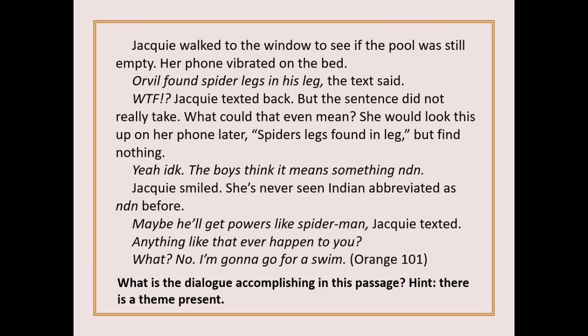Jackie walked to the window to see if the pool was still empty. Her phone vibrated on the bed. Orville found spider legs in his leg, the text said. WTF, Jackie texted back, but the sentence did not really take. What could that even mean? She would look this up on her phone later. Spider's legs found in leg. But find nothing. Yeah, IDK. The boys think it means something Indian. Jackie smiled. She'd never seen Indian abbreviated as NDN before. Maybe he'll get powers like Spider-Man, Jackie texted. Anything like that ever happened to you? What? No. I'm going for a swim.